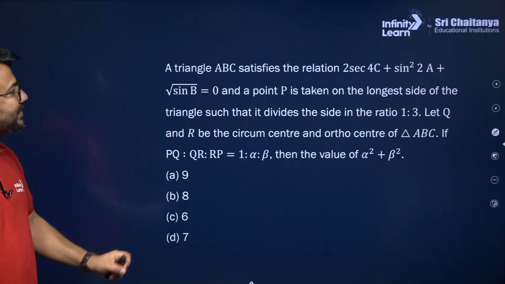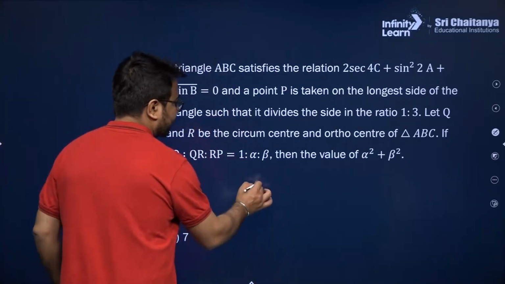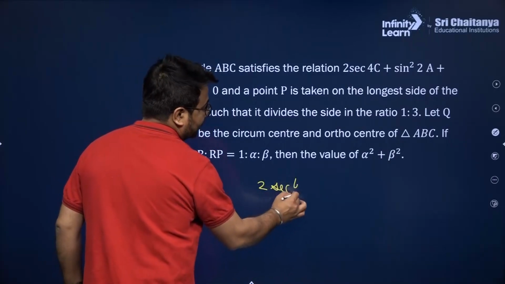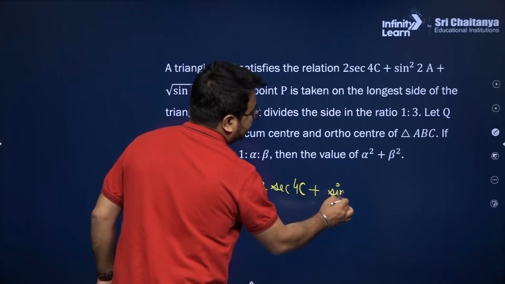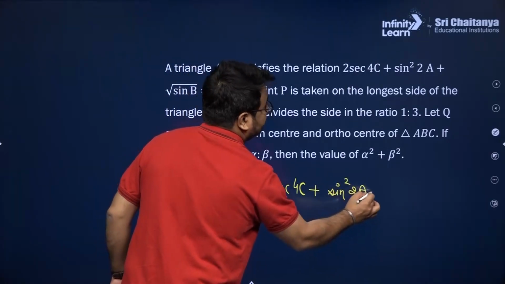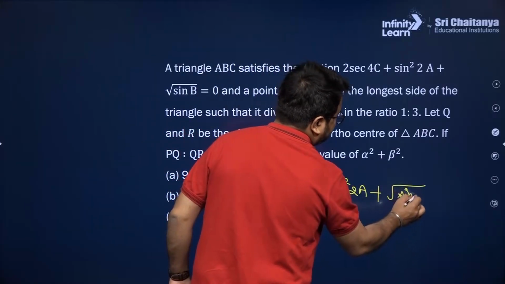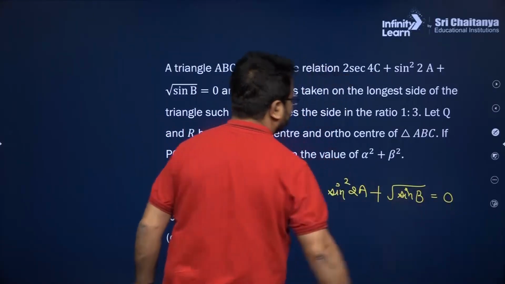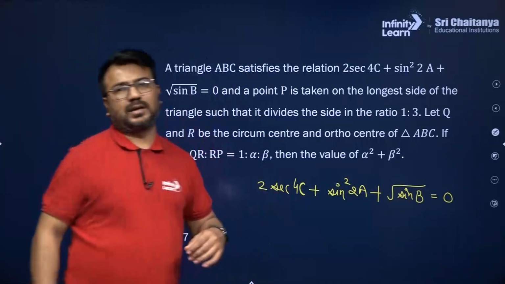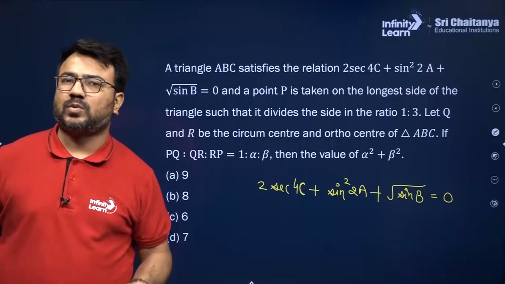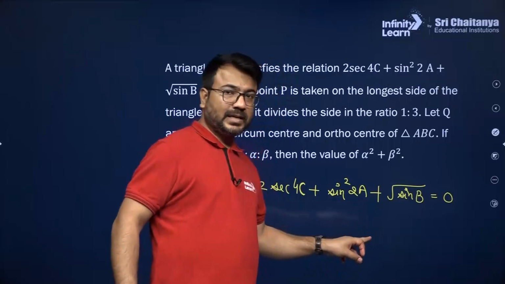There is a triangle ABC given here that satisfies the relationship 2 sec 4C. I am writing here 2 sec 4C, then sine square 2A, and then square root of sine B. The sum of all these three is 0. So students, this is positive because if I take this outside of the square root, it will become positive. Due to the whole square, this is also positive.